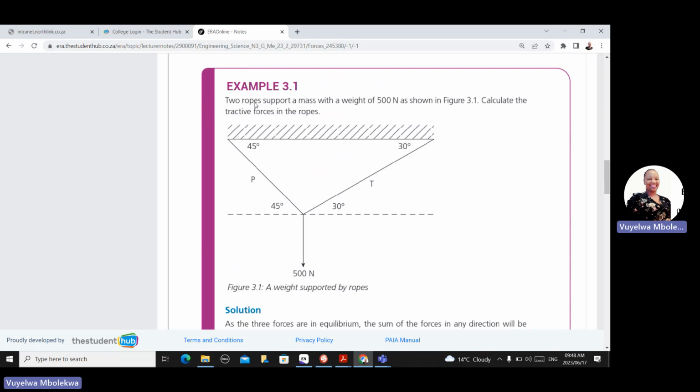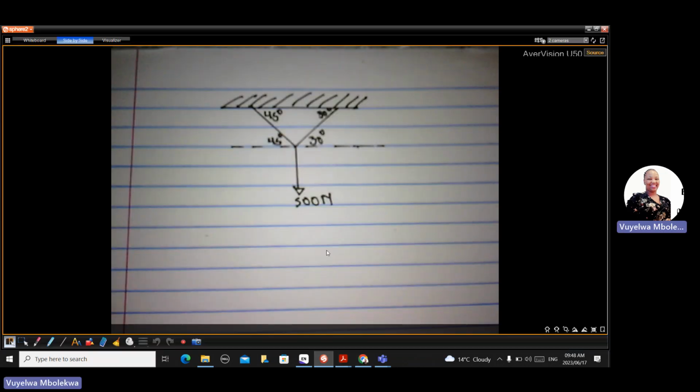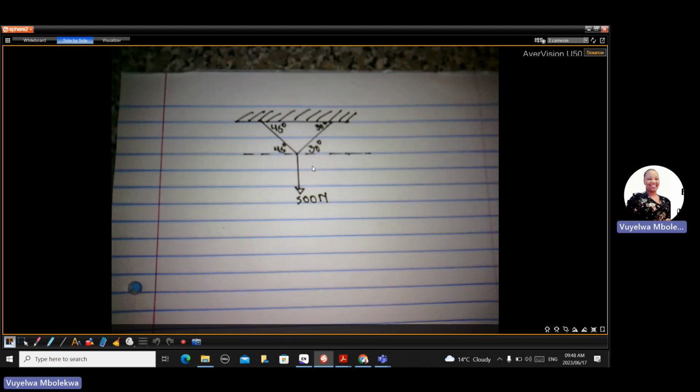So this is now the given question. The question says two ropes support a mass with a weight of 500 newtons as shown. Calculate the tractive forces in the ropes. The first thing you're going to do here is sketch what I would call a space diagram, whereby you just show the forces and get rid of the other stuff on the drawing. So this is your original question.